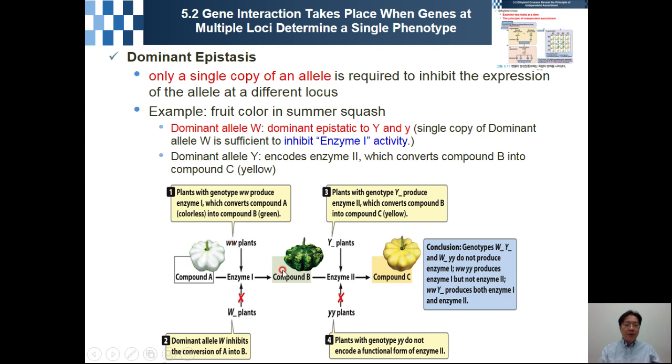Small ww and small yy: in this case the plant produces enzyme 1 but cannot produce enzyme 2, so the color will be compound B, which means green. How about this one? Small ww with large Y can produce both enzyme 1 and enzyme 2, and the color will be green.